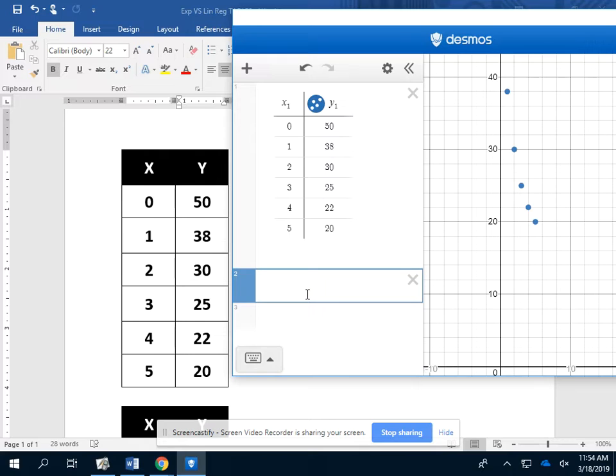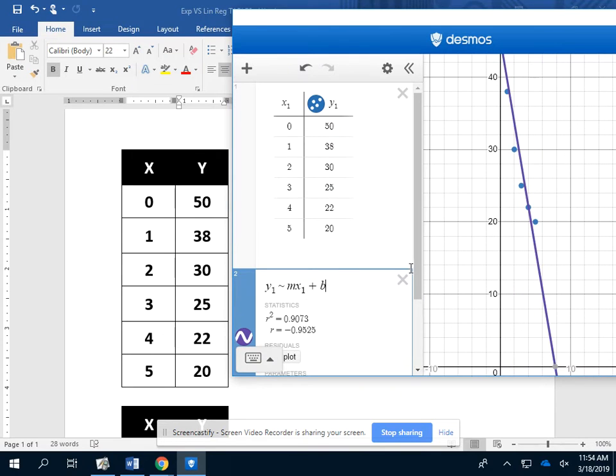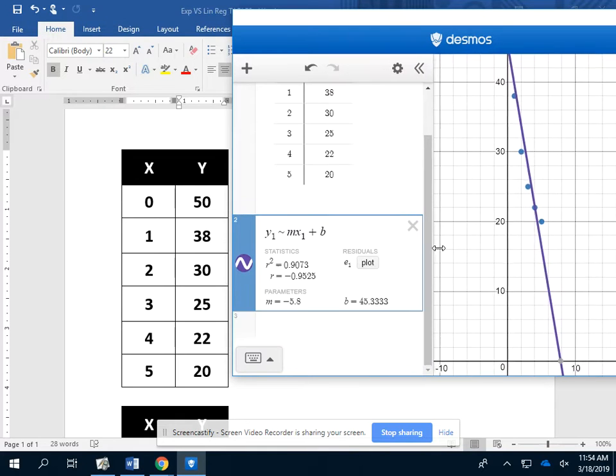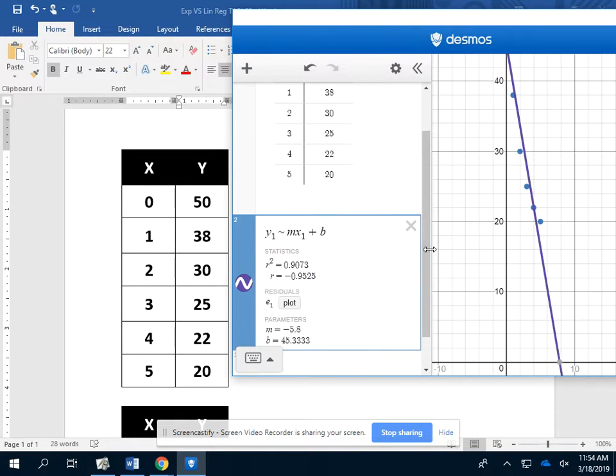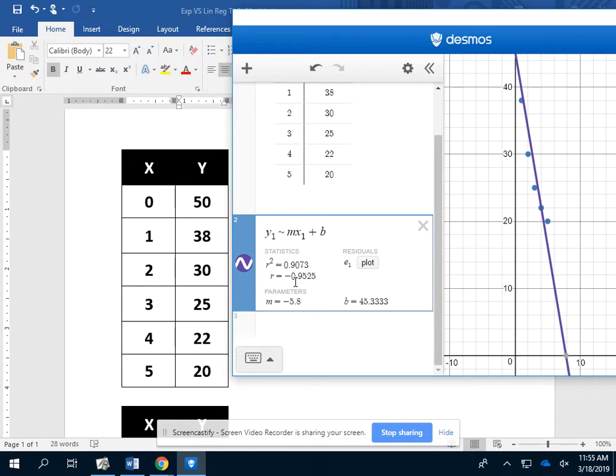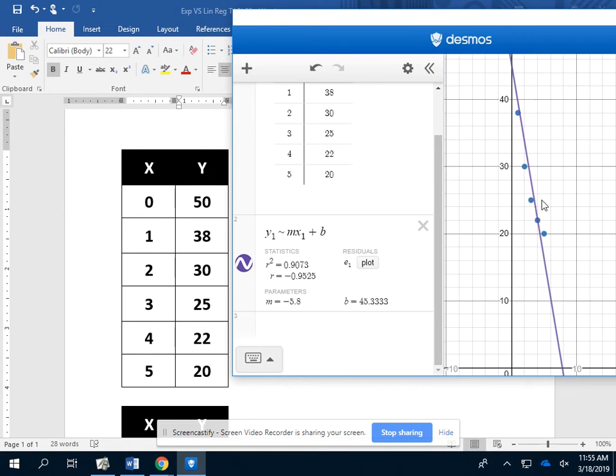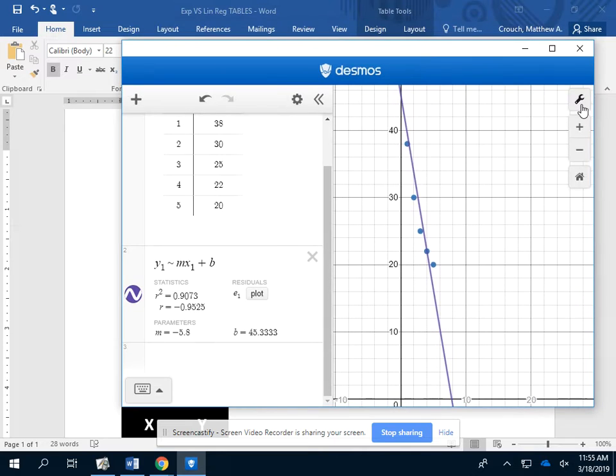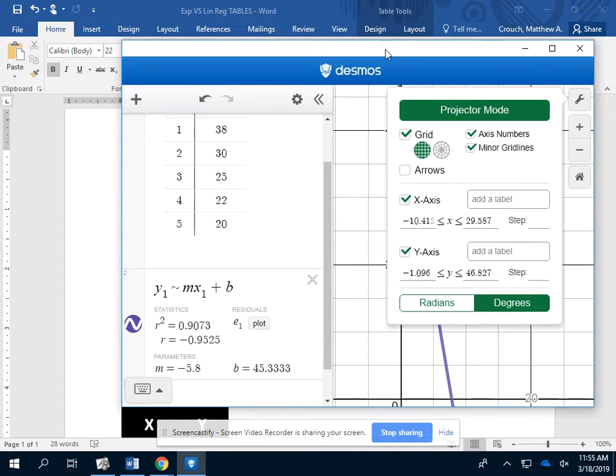So remember that what we typed was y1, and then we typed our tilde or the squiggly line, which means approximately, and then linear is mx1 plus b. So as you remember from Unit 1, that now created our linear information here. So you can see here our R value, here's the M, here's the B. And you can see that, yeah, it looks like a pretty good line, that purple line, for the data points. But let's see if exponential is any better.